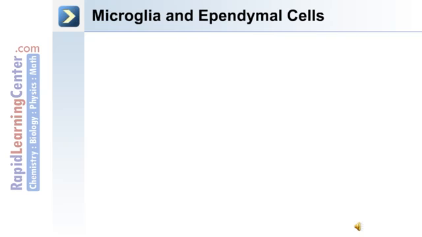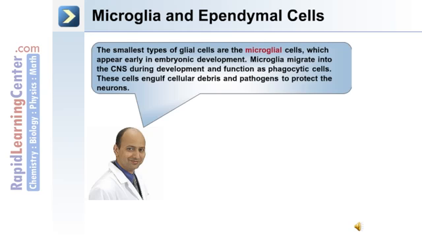The other types of glial cells in the central nervous system are the microglia and ependymal cells. The smallest type are the microglial cells, and they appear early in embryonic development. They migrate into the central nervous system during development and function as phagocytic cells. These cells engulf cellular debris and pathogens to protect the neurons.